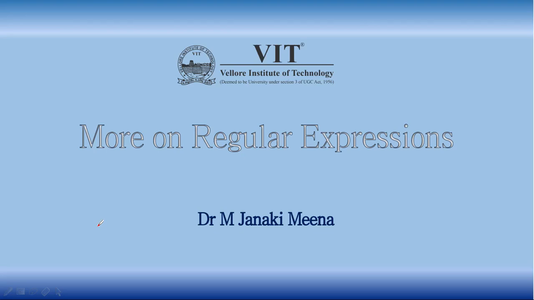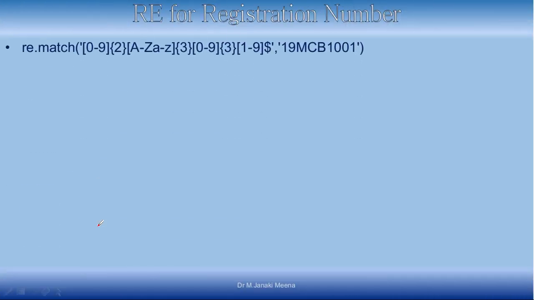Hi, in this lecture we are going to discuss more about regular expressions. So let us just recall the regular expression for registration number that we were seeing in the previous lecture. Our registration number will consist of first two characters representing the year of joining, and then the next three characters will represent the program under which the student is registered, and the next four will represent the actual roll number under that program for that particular year.